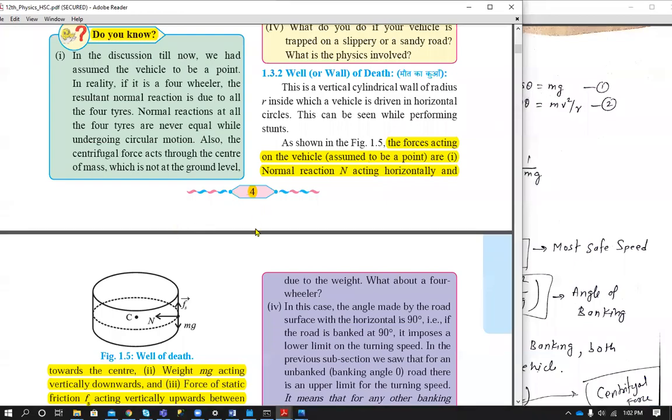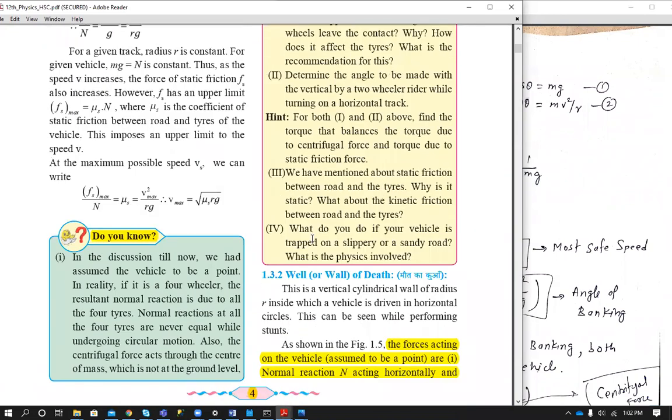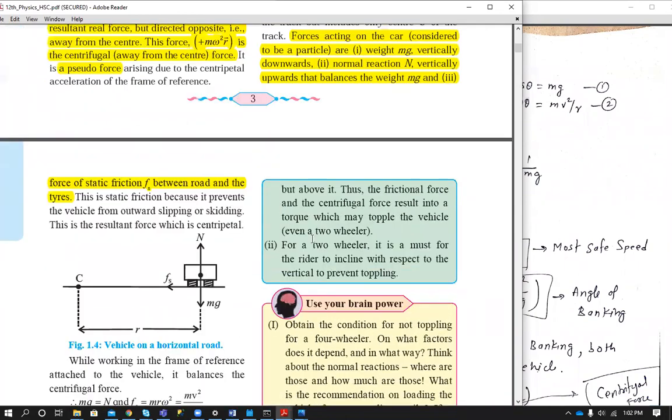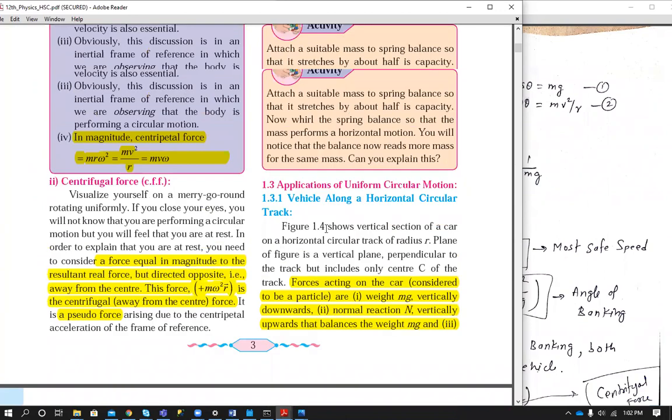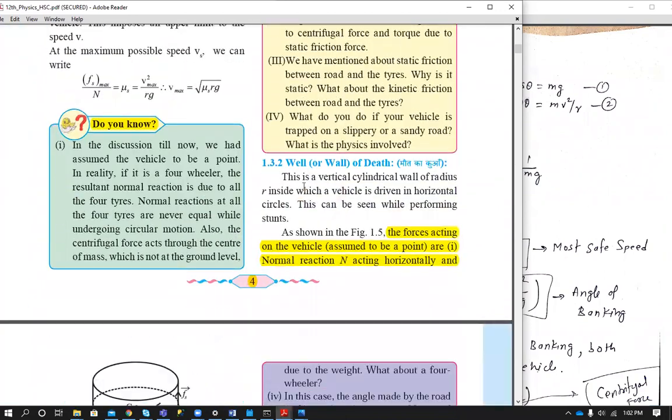Hello everyone. So this is the continuation of the chapter on rotational dynamics. So far we have covered some part of circular motion. In the last lecture we saw the motion of a vehicle on a horizontal curved road. Today we will also see the motion of a vehicle in the wall of death.